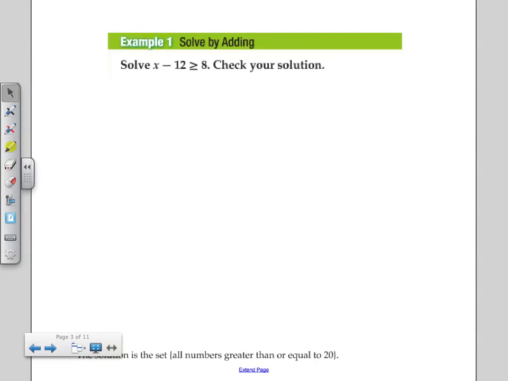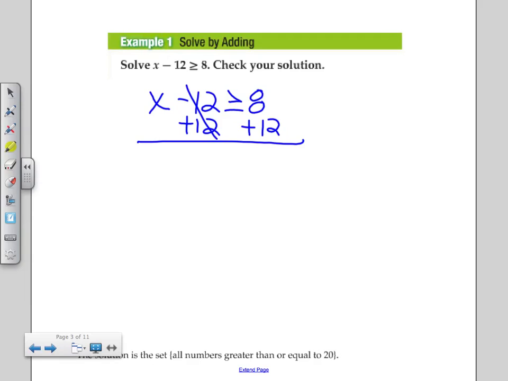Okay, let's look at an example. We have x minus 12 is greater than or equal to 8. Okay. Well, we're going to add 12. We're using the addition property of inequalities. We're going to add 12 to both sides, and we find out that x is greater than or equal to 20.